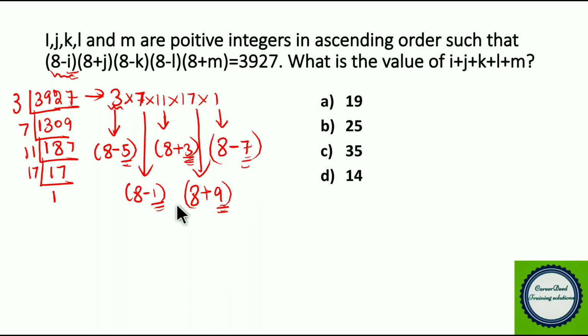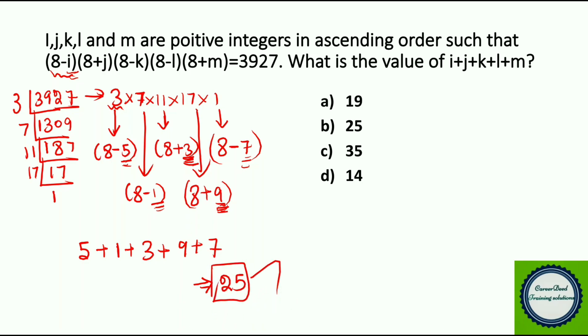Now you have to add them, so it becomes your answer. So you take 5, 1, 3, 9 and 7. While adding, 5 plus 1 plus 3 plus 9 plus 7, you get 25. So this becomes your answer. So this is a TCS NQT question. Now moving to question number 7.